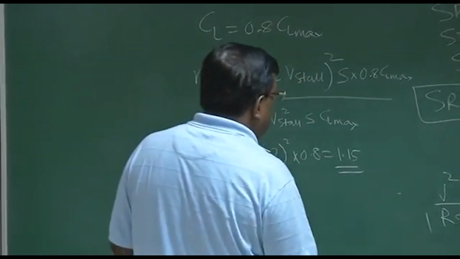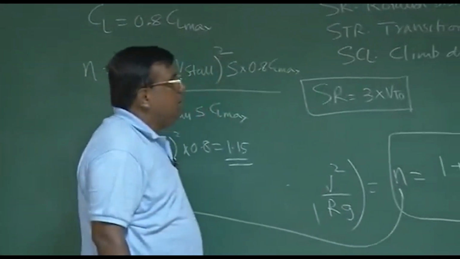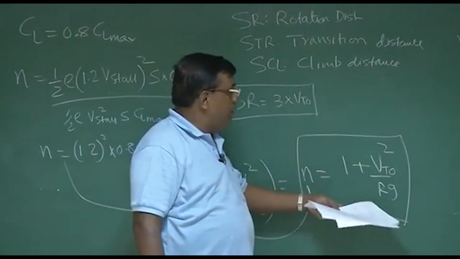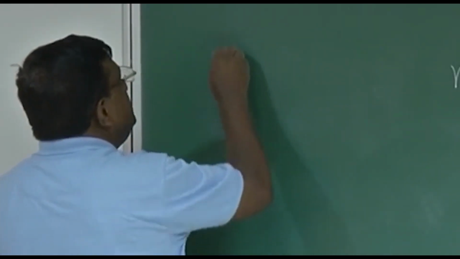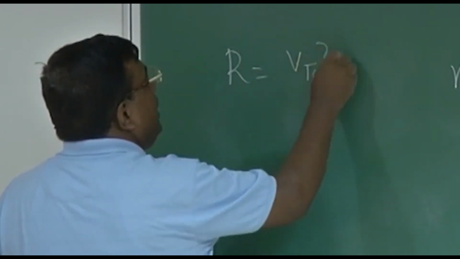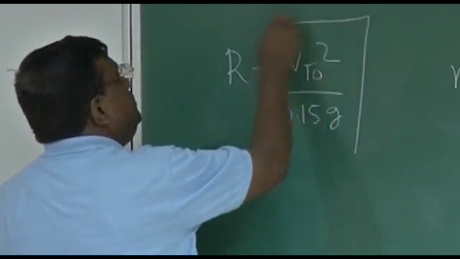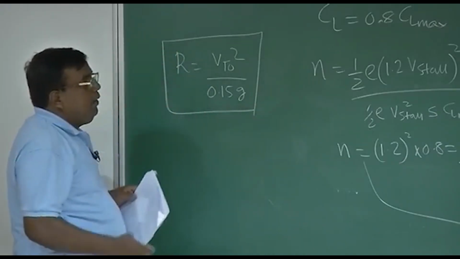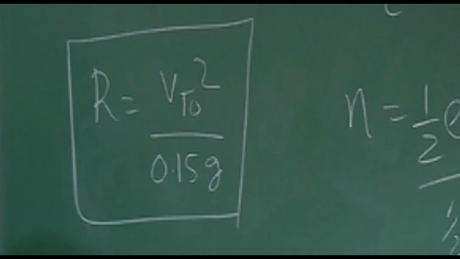So what is the message? The message is, now you know what N is, you know what V takeoff is, find out R. So what will be R? Now R will be V takeoff squared by 0.15 g. So please see that by doing this approximation, we know the value of R. Okay? Now I have to calculate S TR.